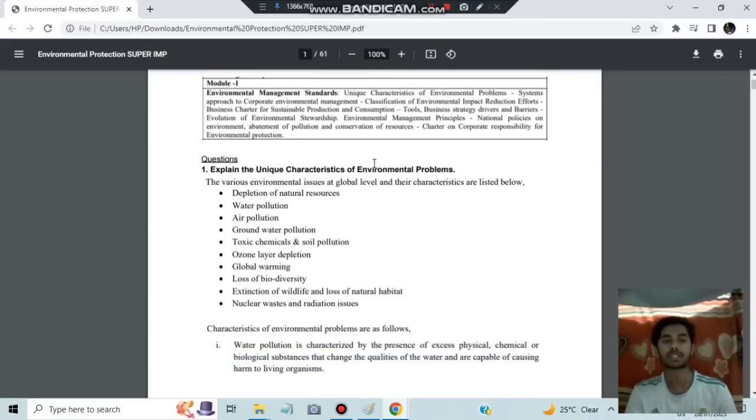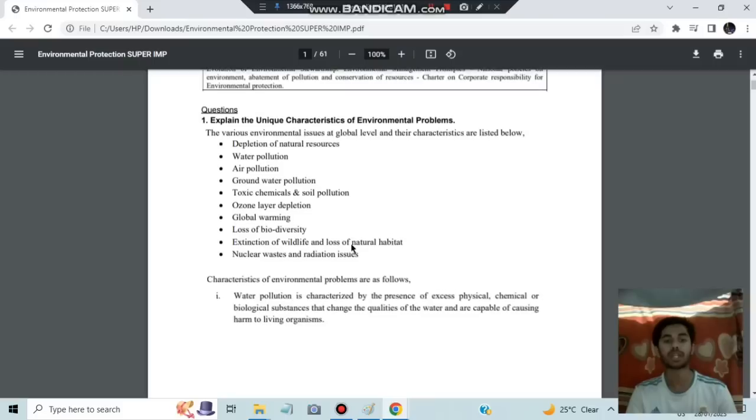Explain the unique characteristics of the environmental problems. These are the various environmental issues at the global level: depletion of natural resources, water and air pollution, groundwater pollution, toxic chemicals, ozone layer, global warming, loss of biodiversity, extinction of wildlife, nuclear wastes. These are the issues that are happening at the global level concerned with the environment.